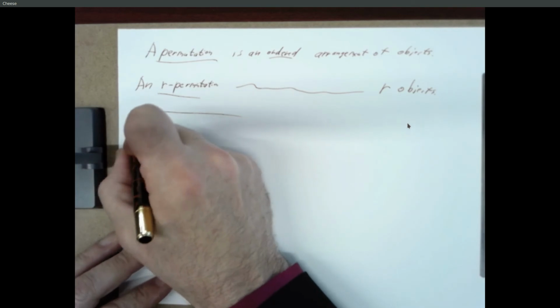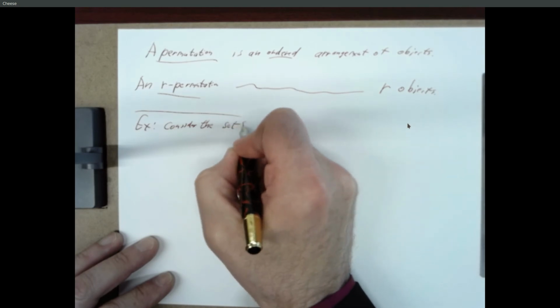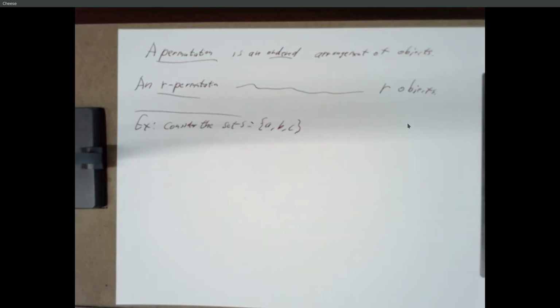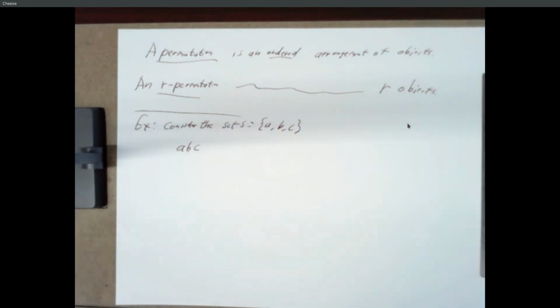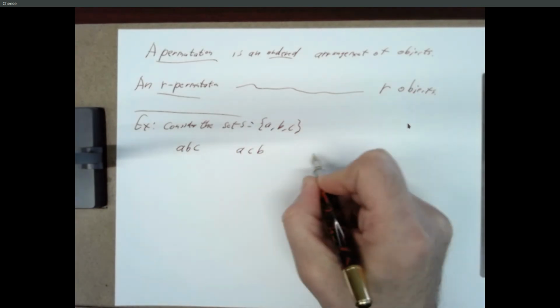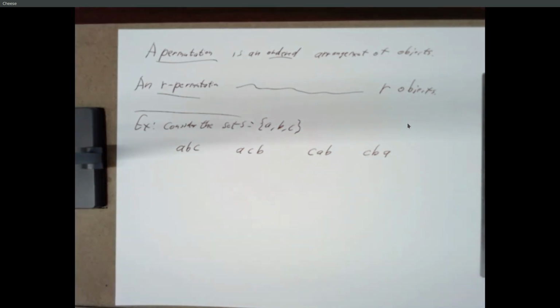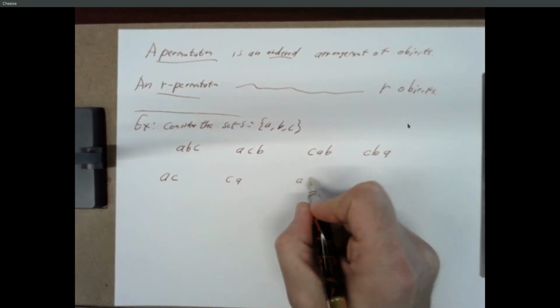So for example, here's a set of three elements A, B, C. Okay, this is a permutation of the elements in that set, A, B, C. This is another permutation. This is another permutation. This is another permutation. This would be an example of a two permutation of the elements of that set. It's an arrangement of two elements. This is a different two permutation. This is a different two permutation.